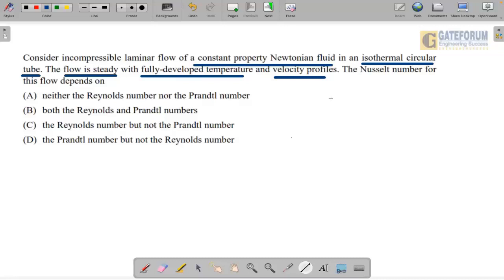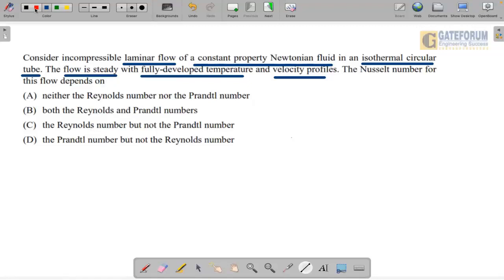So guys, the Nusselt number is asked. Nusselt number in a fully developed flow, right? Fully developed temperature and velocity profile in a laminar flow. So this question is asked, my dear, whether this depends on Reynolds number, Prandtl number, both Reynolds number and Prandtl number, or not the Reynolds number.